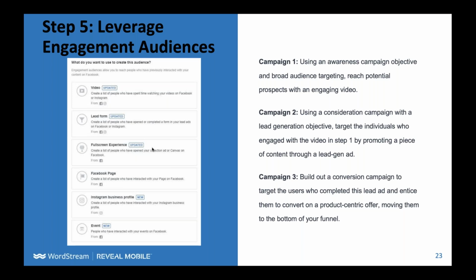A couple of ways that you can use these engagement audiences: for example, in campaign 1, using an awareness campaign objective with broad audience targeting, you can reach people with an engaging video. From there, you can use a lead gen objective, targeting people who have already engaged with that video in campaign 1, while promoting a piece of content through a lead gen ad. And then as we get them further down that funnel, for campaign 3, we build out that conversion campaign to target the users who have already completed the lead ad and entice them to convert on a more product-centric offer, to move them all the way down to the bottom of the funnel.